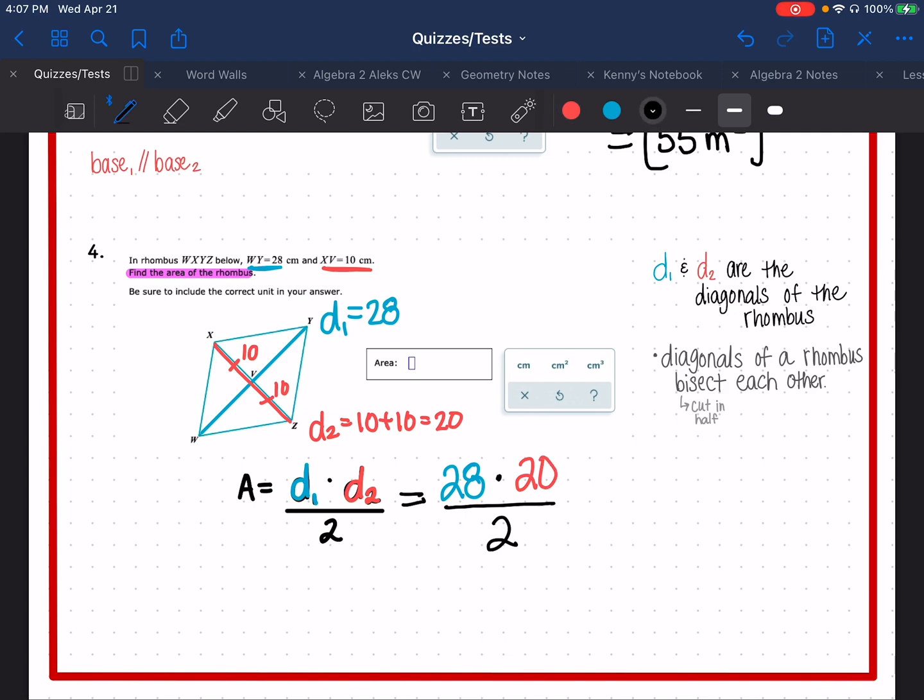All right, so what's going in the calculator? 28 times 20 divided by 2, which gives me an answer of 280 centimeters squared. Always squared for the area. Don't pick the cubic.